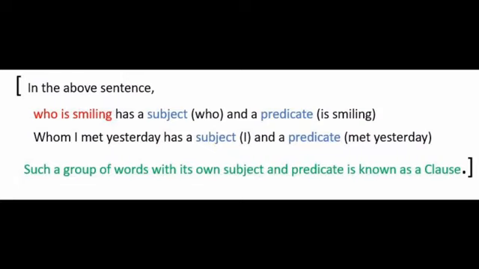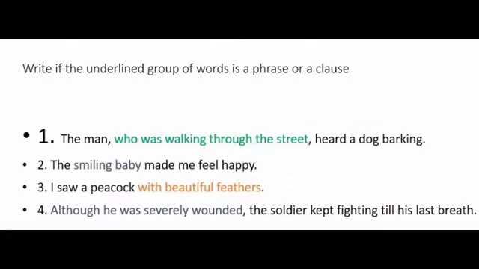A clause is also a group of words, but that group of words has a subject and predicate of its own. But in the case of a phrase, even though it's a group of words, it has no subject and no predicate of its own, so it cannot stand alone. Whereas a clause can stand alone because it has a subject and predicate of its own, therefore it is complete in meaning itself. Let's do an exercise now.